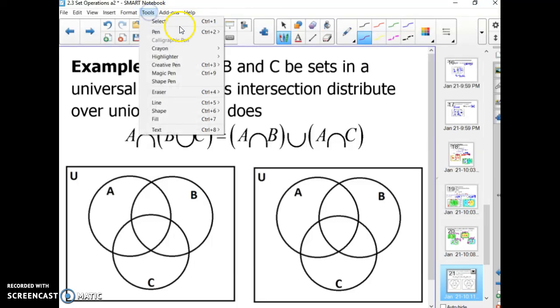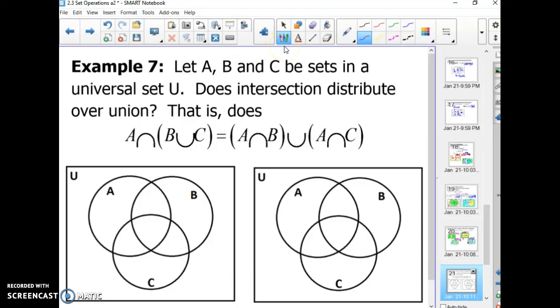The first thing, before we do anything, is to label our regions: R1, R2, R3, R4, R5, R6, R7, and R8. I'm going to label the exact same regions over here: R1, R2, R3.